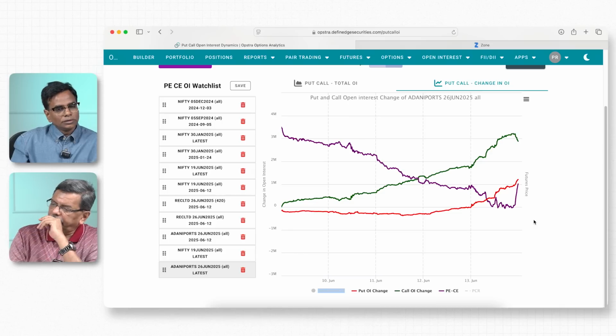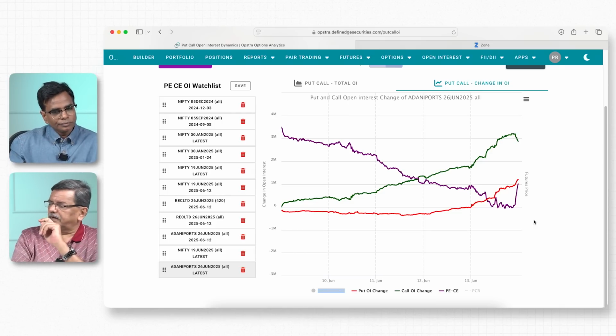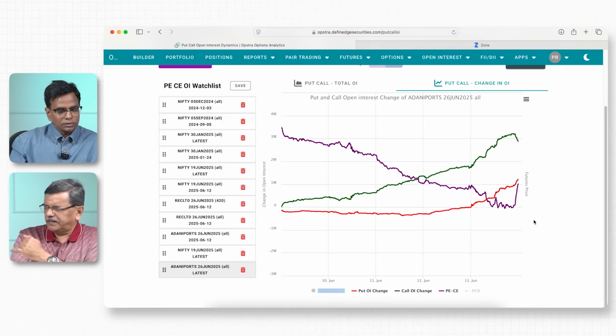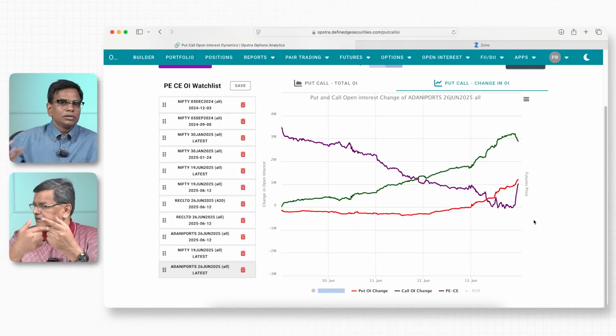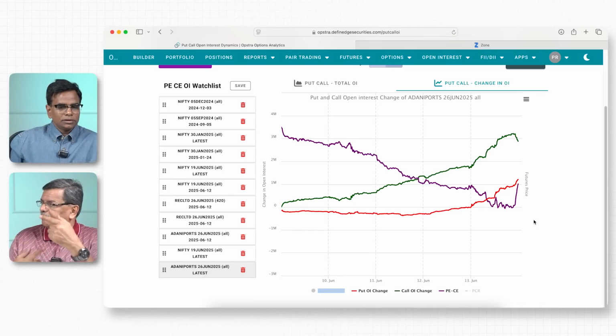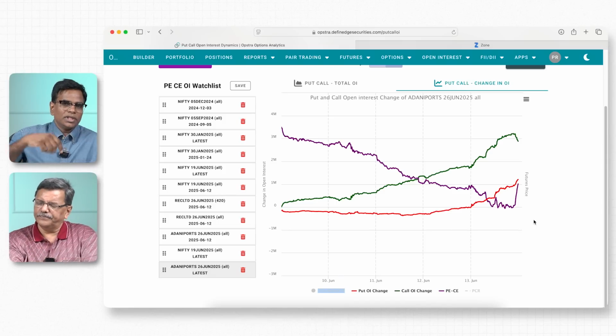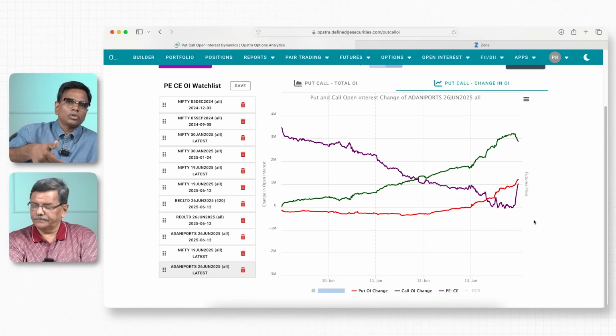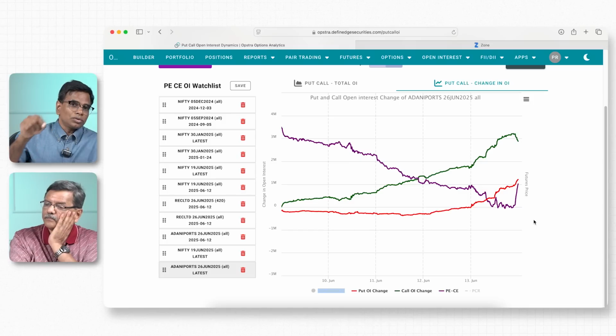So whenever you are tracking a stock and you see that the green line is well above the red line and the purple is coming down, that means that stock is bearish. And if there is a crossover, which means the green is coming below the red and the purple line starts going up, that means you can look for bullish trades in that, because there is a change in trend. Only then does that crossover happen. As long as that crossover doesn't happen, there is no change in trend.